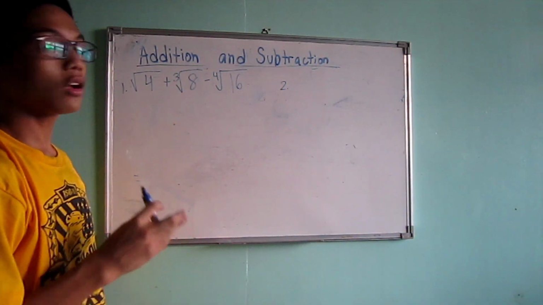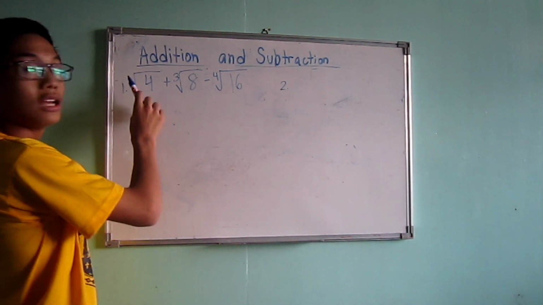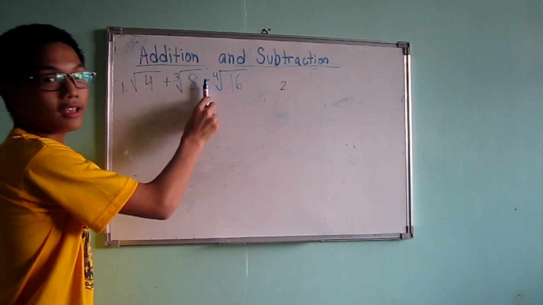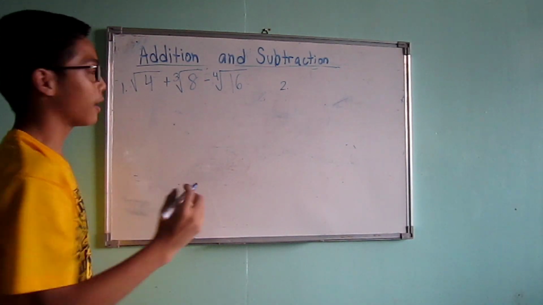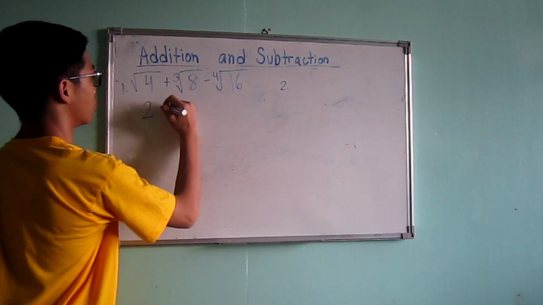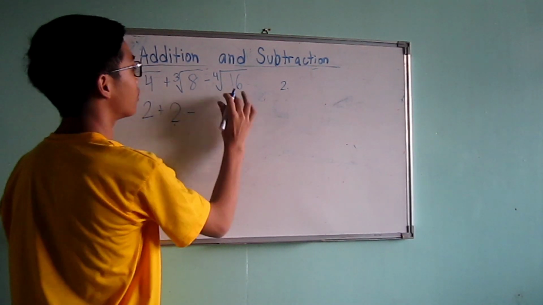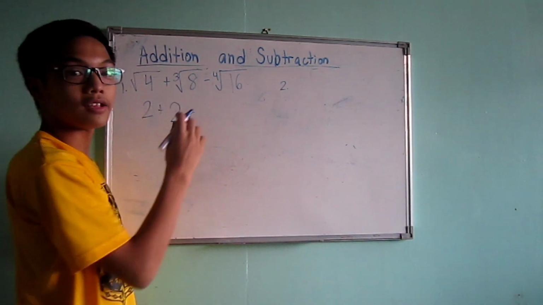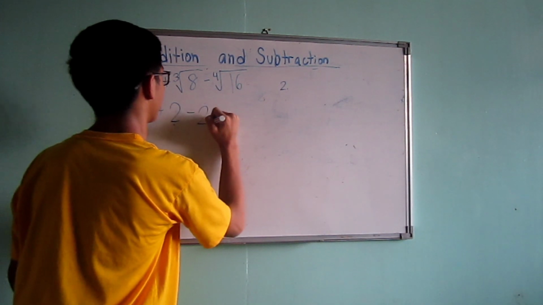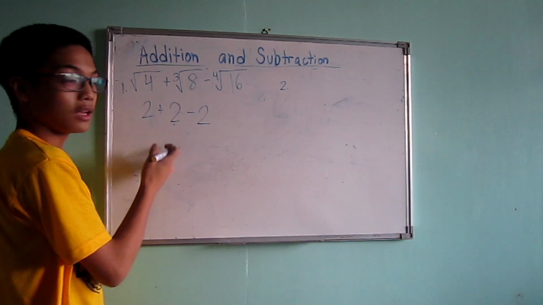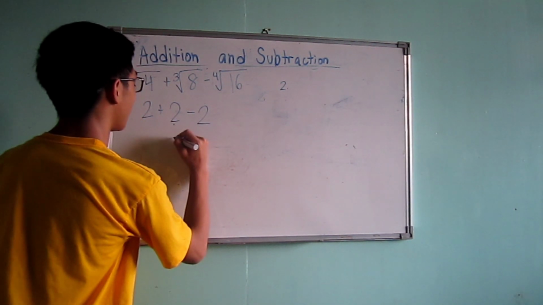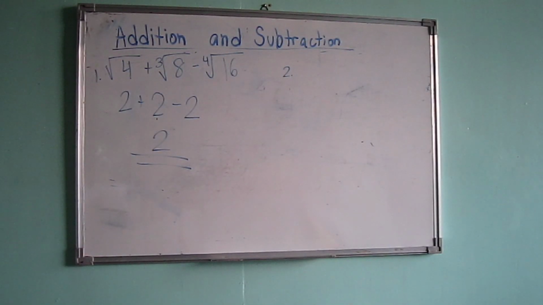So, the first thing we're going to do is you find out that their index is not the same. First, just simplify. So this becomes 2 plus 2 minus 16. 16 is a fourth root, so it's 2. So just simply add and subtract. So the answer is 2.